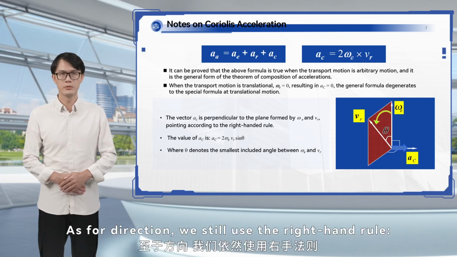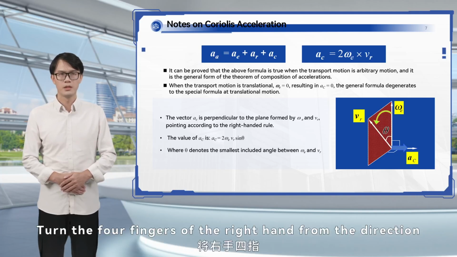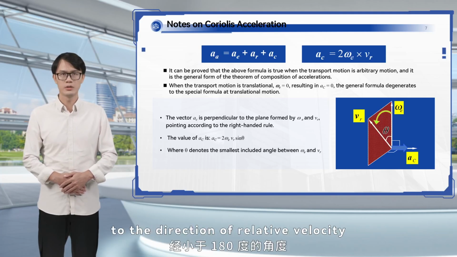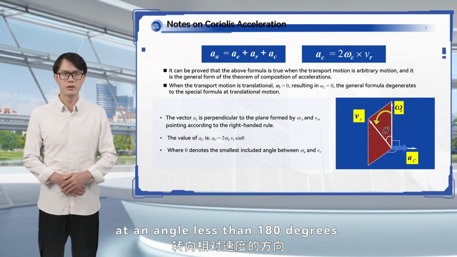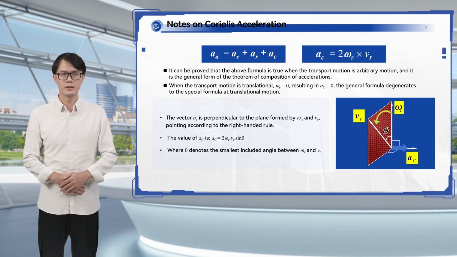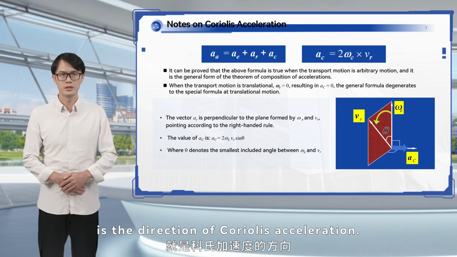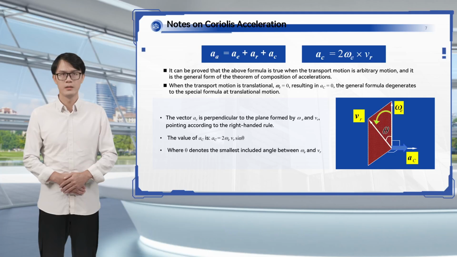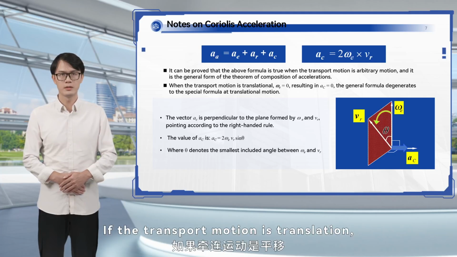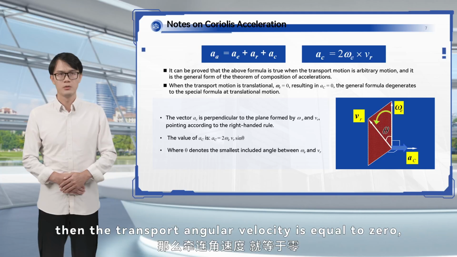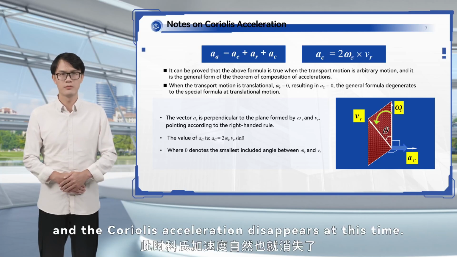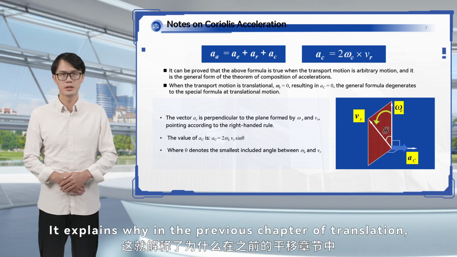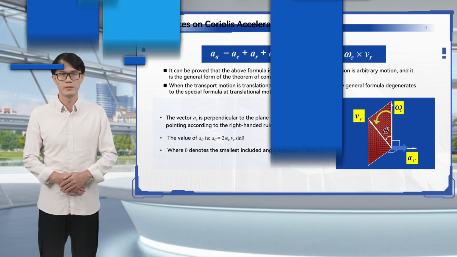As for direction, we still use the right-hand rule. Turn the four fingers of the right hand from the direction of transport angular velocity to the direction of relative velocity at an angle less than 180 degrees. The direction of the thumb is the direction of Coriolis acceleration. There is a special case to be noted. If the transport motion is translation, then the transport angular velocity is equal to 0, and the Coriolis acceleration disappears at this time. It explains why in the previous chapter on translation, we didn't mention it.